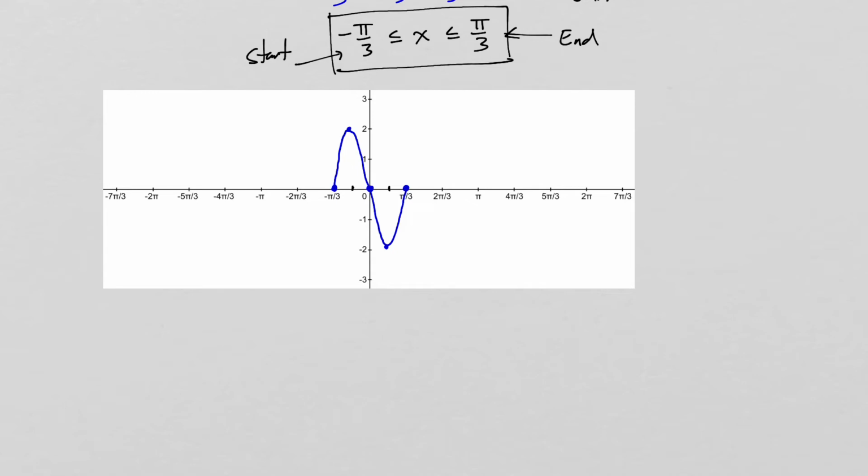Now, if I want to extend this out, notice that every pi over 3 units on the graph, it's crossing the x-axis. So we're going to cross here, here, here, right? All of these will be x-intercepts of the graph. And then the maximums and minimums occur halfway in between these values. And I don't have to label these necessarily. I could. These are all going to be multiples of pi over 6.